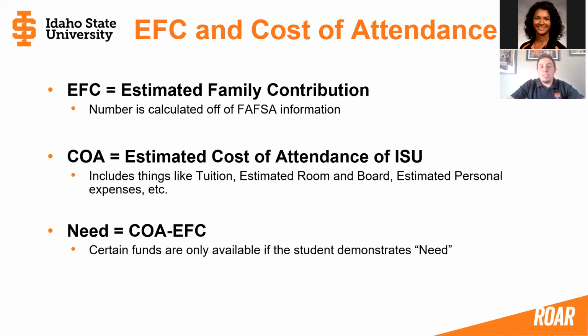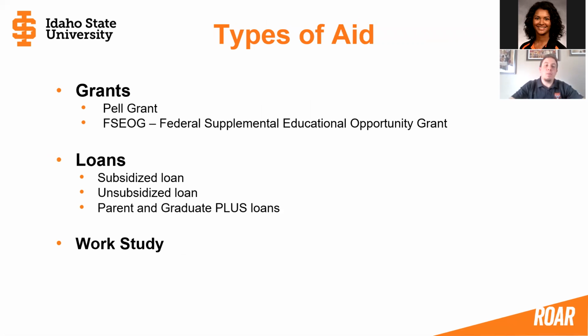That means you have $5,000 worth of need that we can award you need-based aid for. And I'm going to talk about what need-based aid is right now. So there's different types of aid that you can get when you fill out the federal FAFSA.